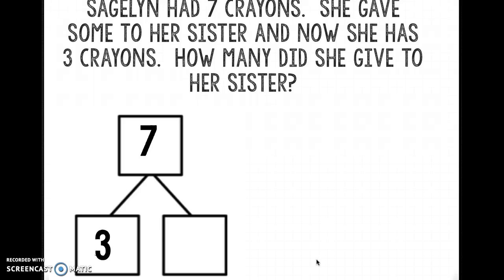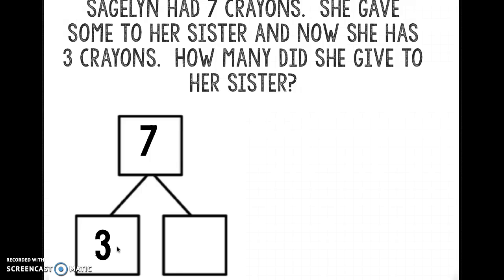So here we go. It says, Sagelin had 7 crayons. She gave some to her sister, and now she has 3 crayons. How many did she give to her sister? All right, in your math journal, I want you to go ahead and write the number bond with 7 because that's the whole amount of crayons she had, and then 3 as one of the parts because that's how many she has left. Go ahead, pause the video until you draw that in there. Okay, click pause.